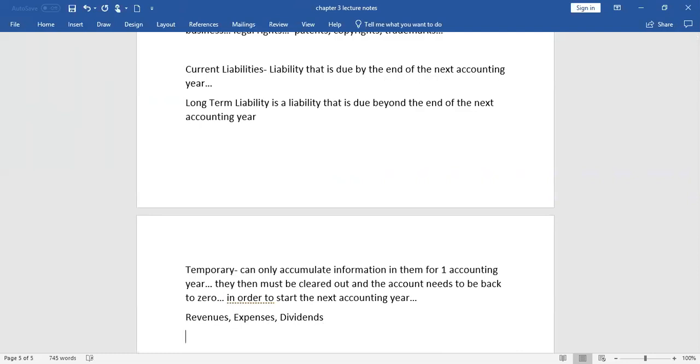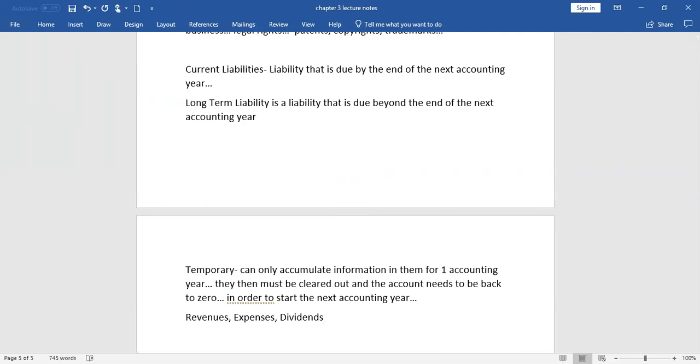So what this is saying is at the end of the accounting year, we must take those balances that we've accumulated for that entire year, all the revenues and all the expenses, clear them out. Make sure that account has a zero balance before we start the next accounting year. Why? Because we can only accumulate information in those accounts one year at a time.